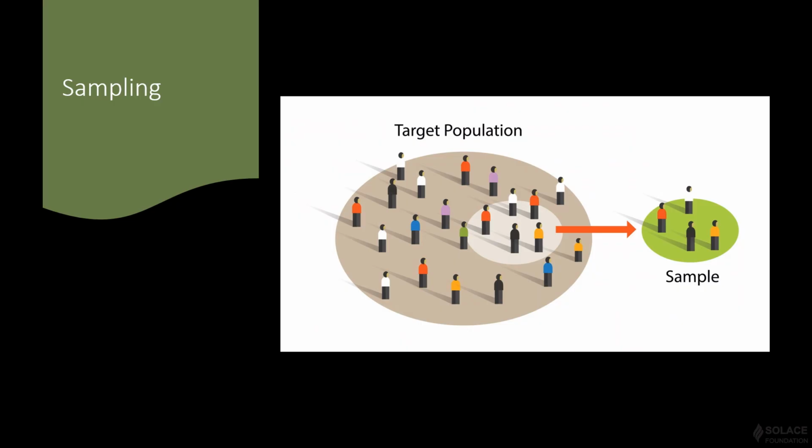In most research, we cannot carry out a study on a whole population. So the target population is identified and sampling is done in order to determine eligible representative candidates for that research.